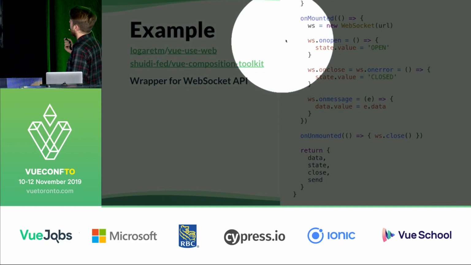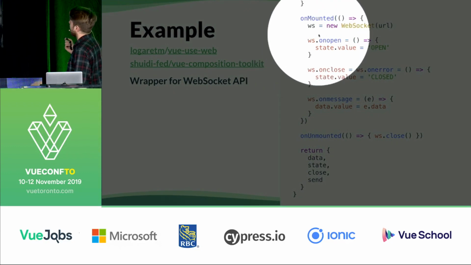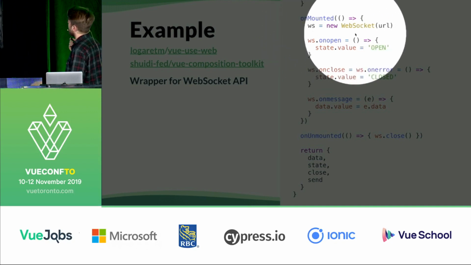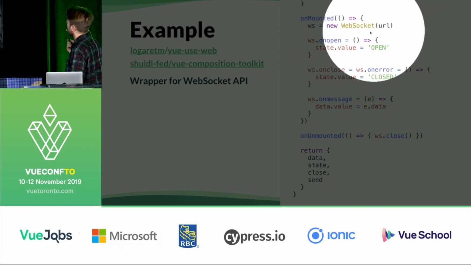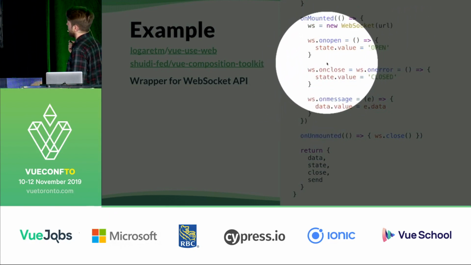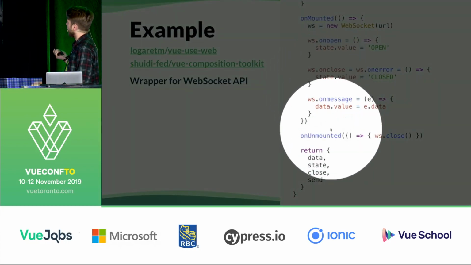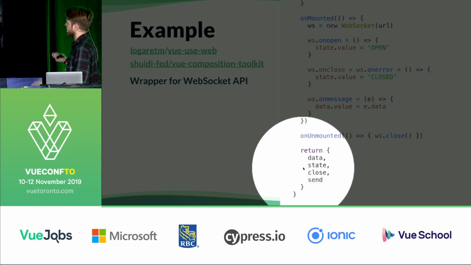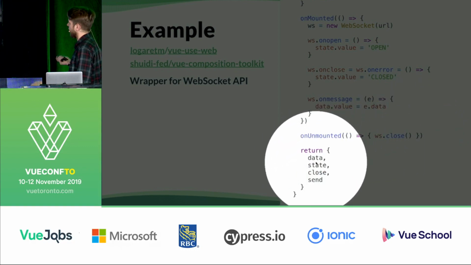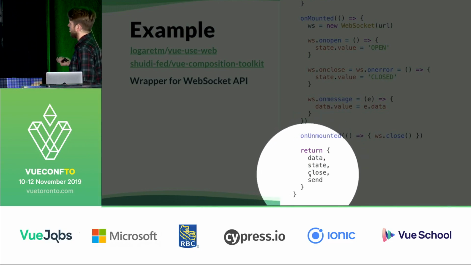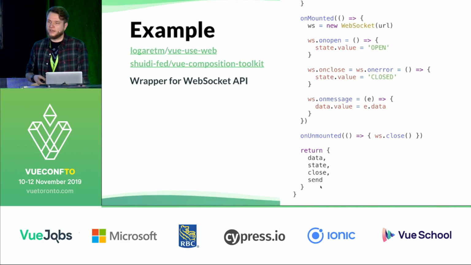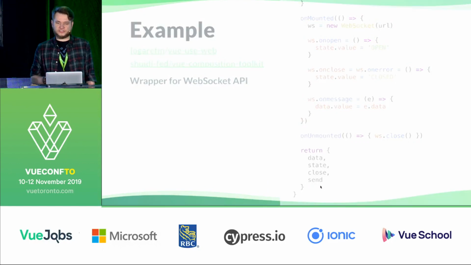And then we have onMounted, which is the dynamic lifecycle hook that is being injected into the component that is using this composition function. And here we create a new WebSocket with the URL that we passed, and add some listeners that will be updating the reactive property. And when it's being unmounted, we just close the WebSocket, and the whole function just returns the data, the current state of the WebSocket, and the methods that we created before, which is close and send. So one to close the WebSocket and one to send messages.